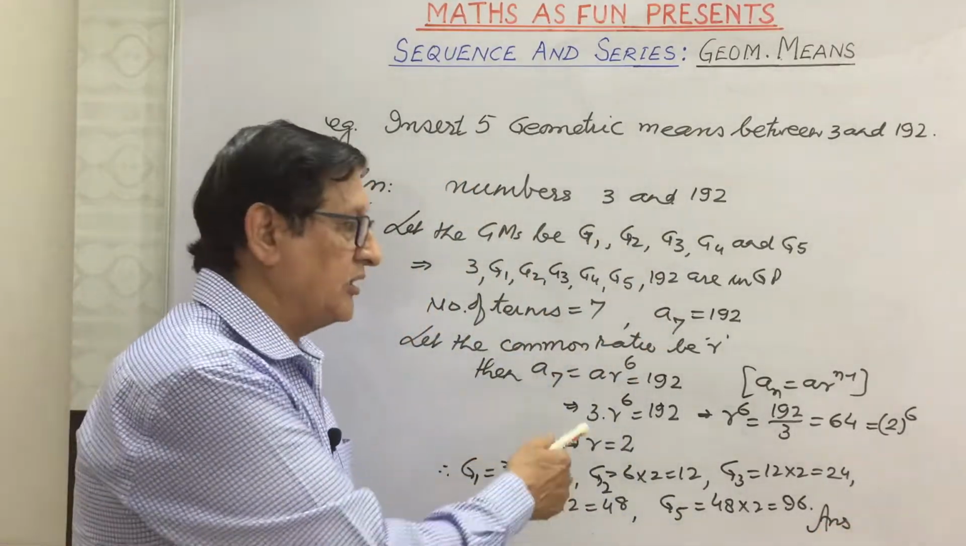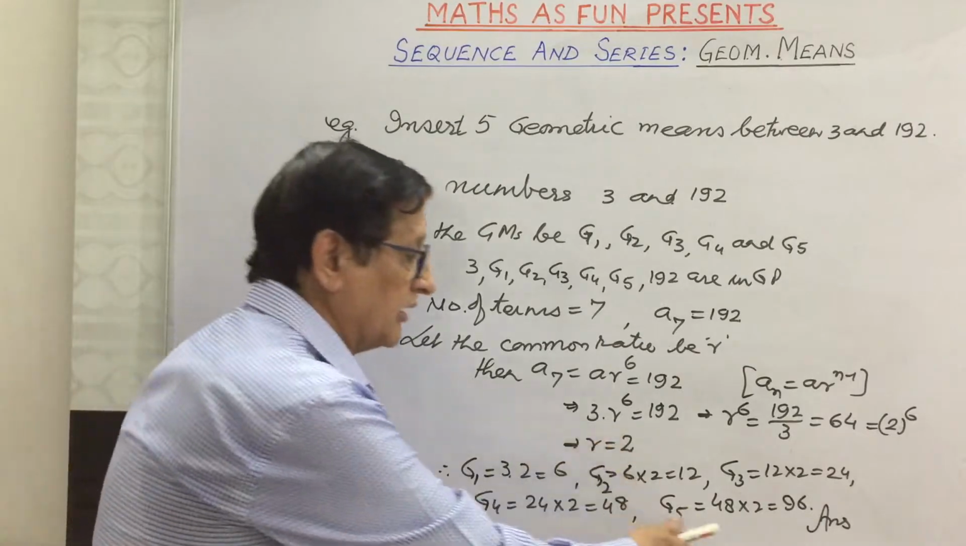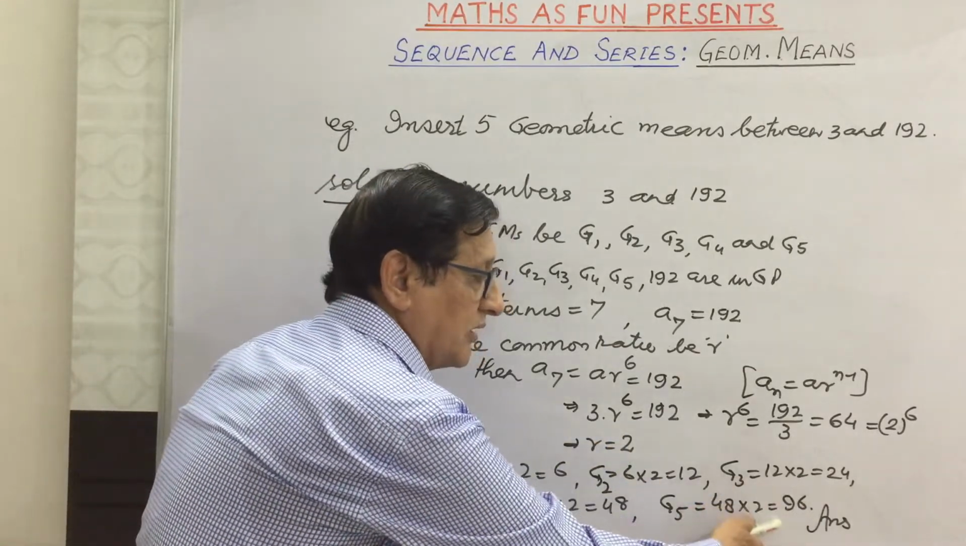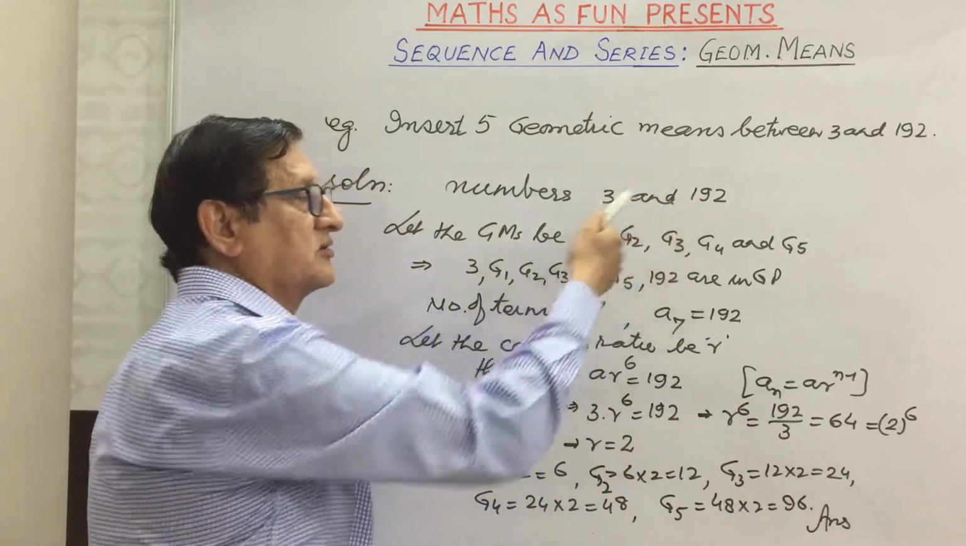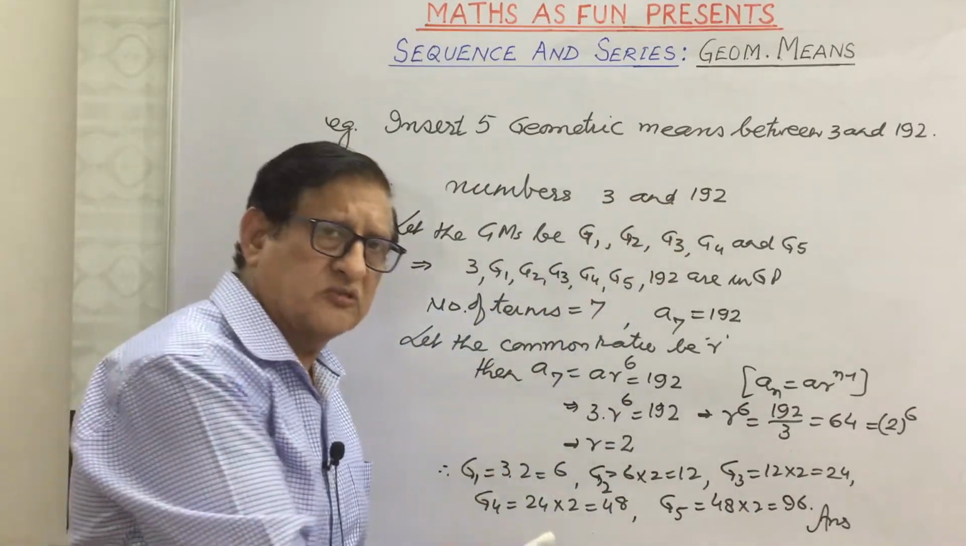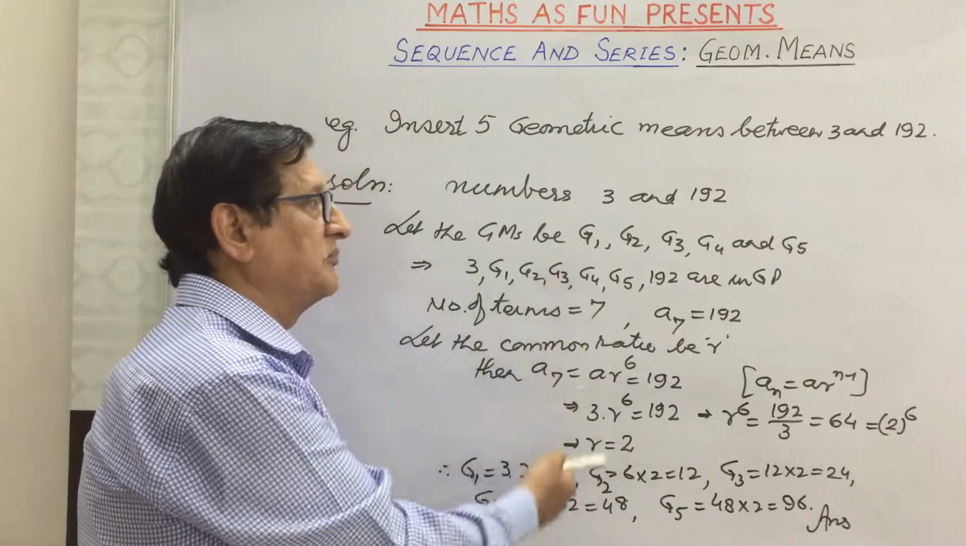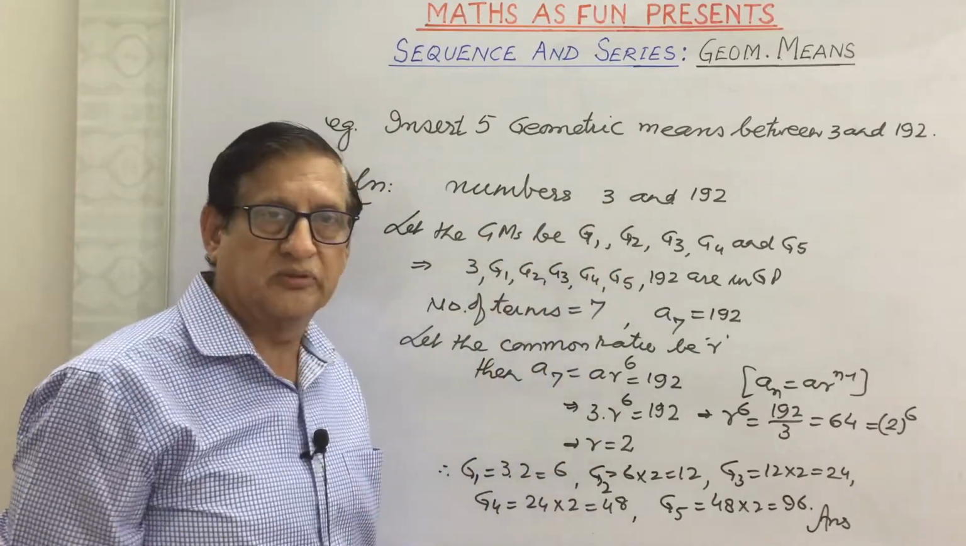We can verify the answer by multiplying this 96 by 2 and we find it is 192, which is the last number given to us. Like this, we can insert any number of geometric means between any two given numbers.